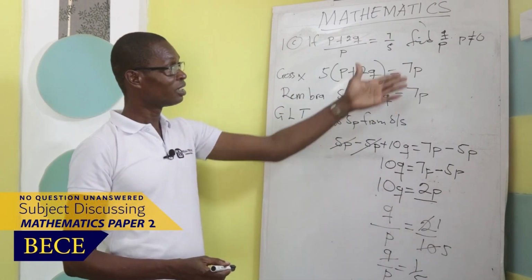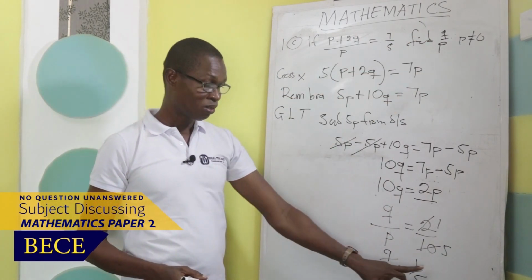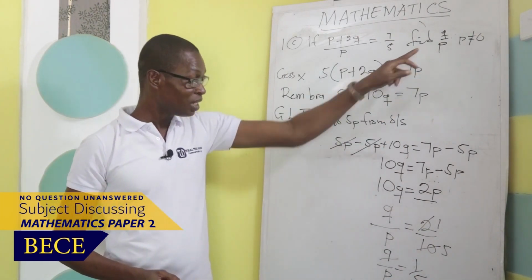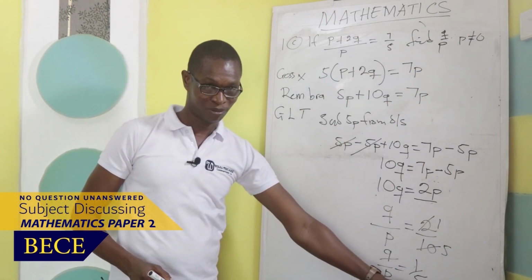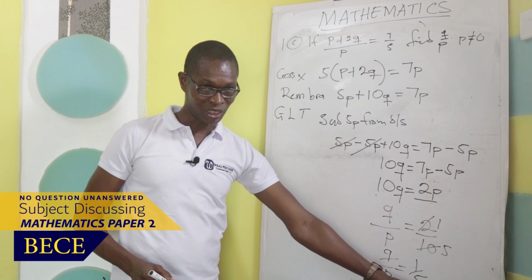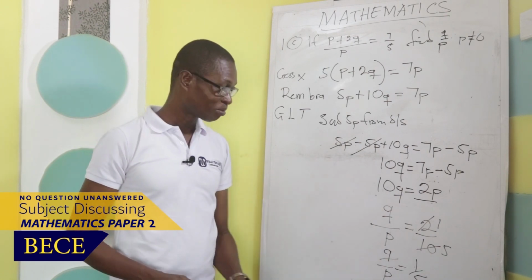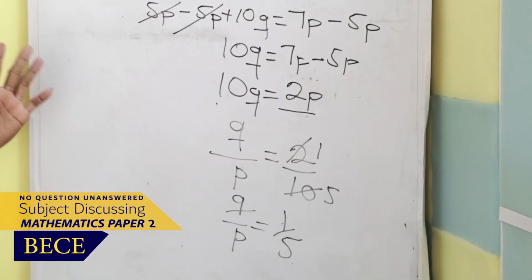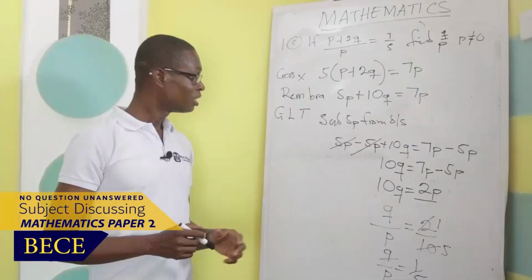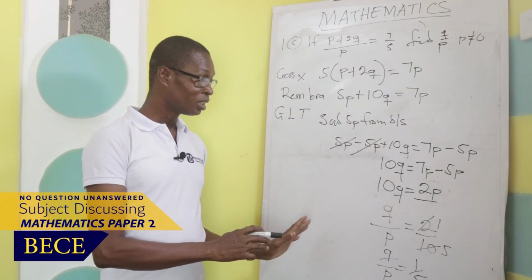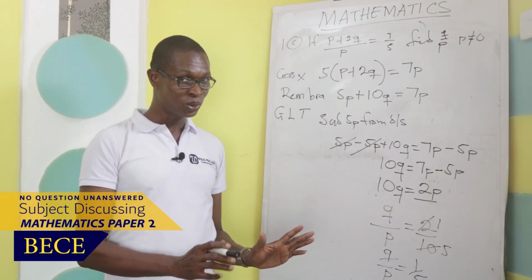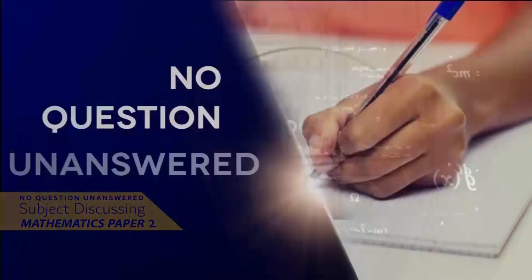So in this sense, your Q is what? 1, and then your P is what? 5. I hope you have got the answer now. That is very simple, right? If you are okay with this one, then let's quickly go to the next question.